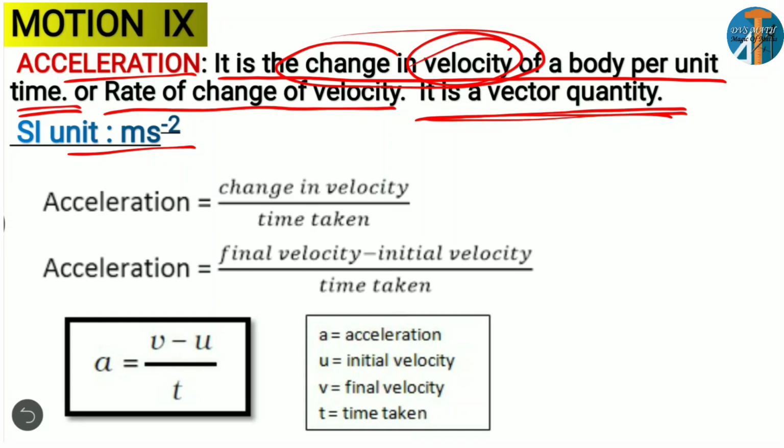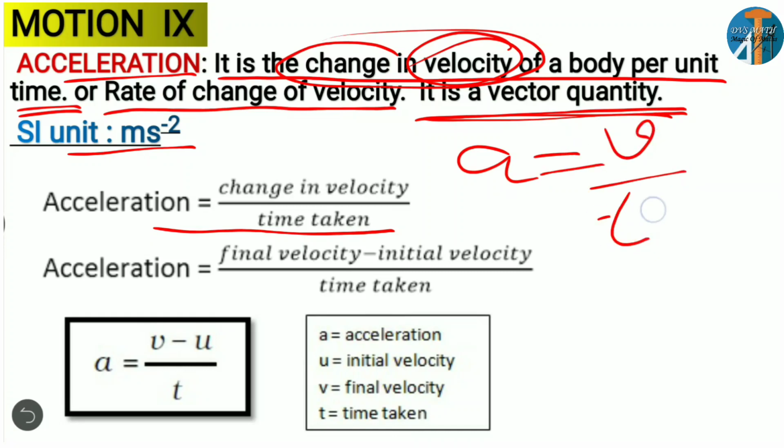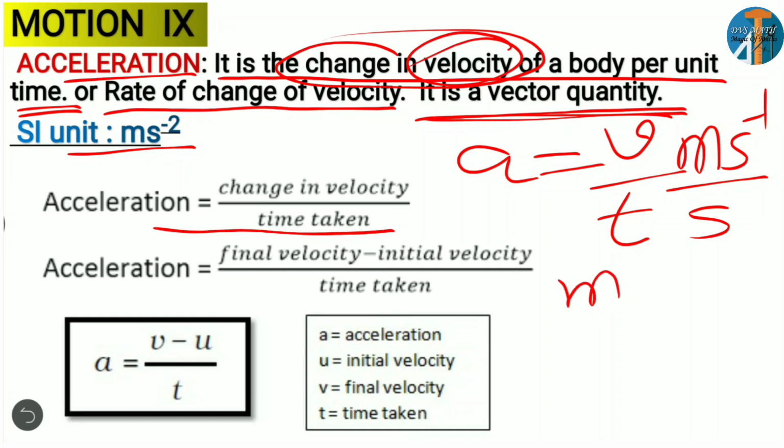Why is it called meter per second square? Observe the equation for acceleration. Acceleration means change in velocity, so acceleration is equal to velocity by time. What is the SI unit for velocity? Meter per second, as we discussed in the previous session. For time, it is second. So second into second gives second square, and meter per second square is the unit of acceleration.